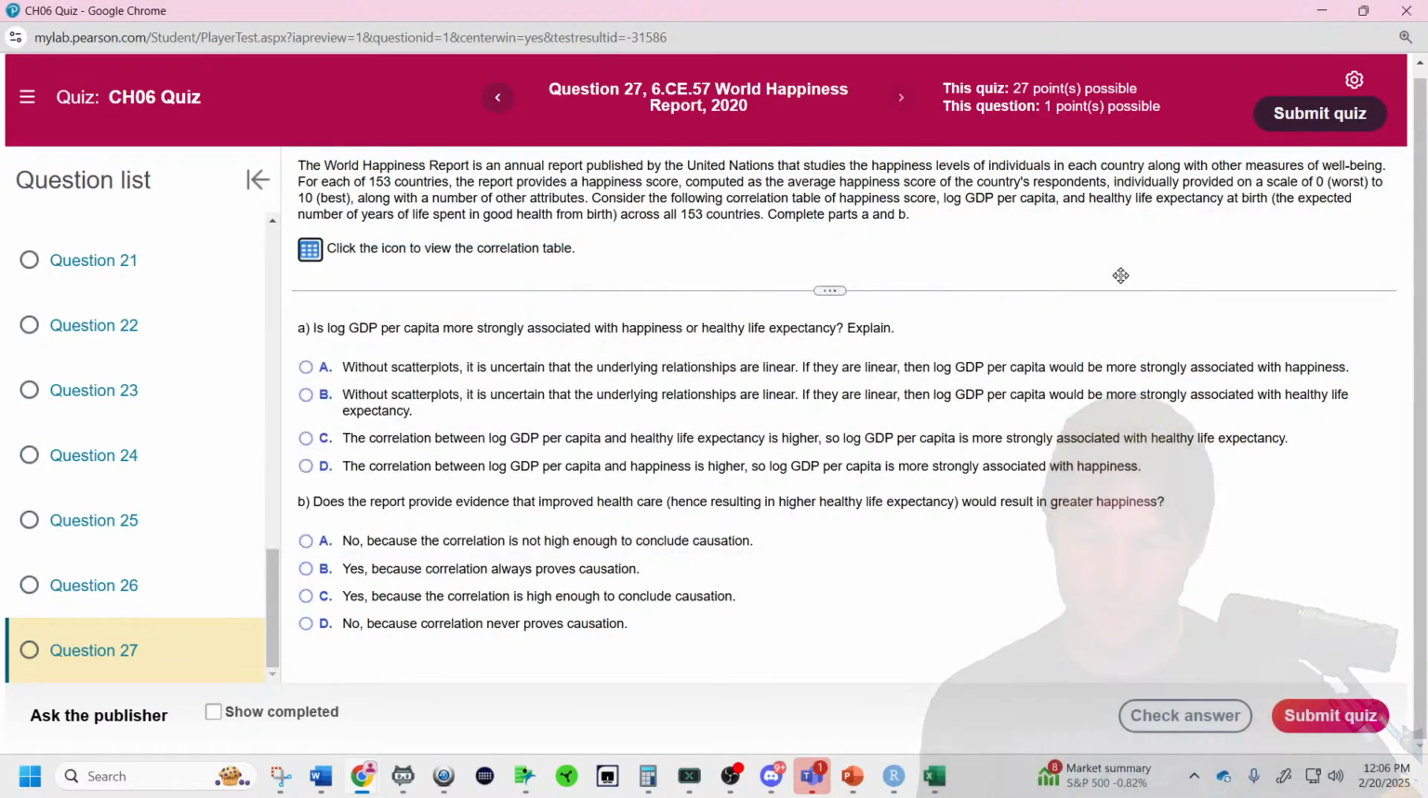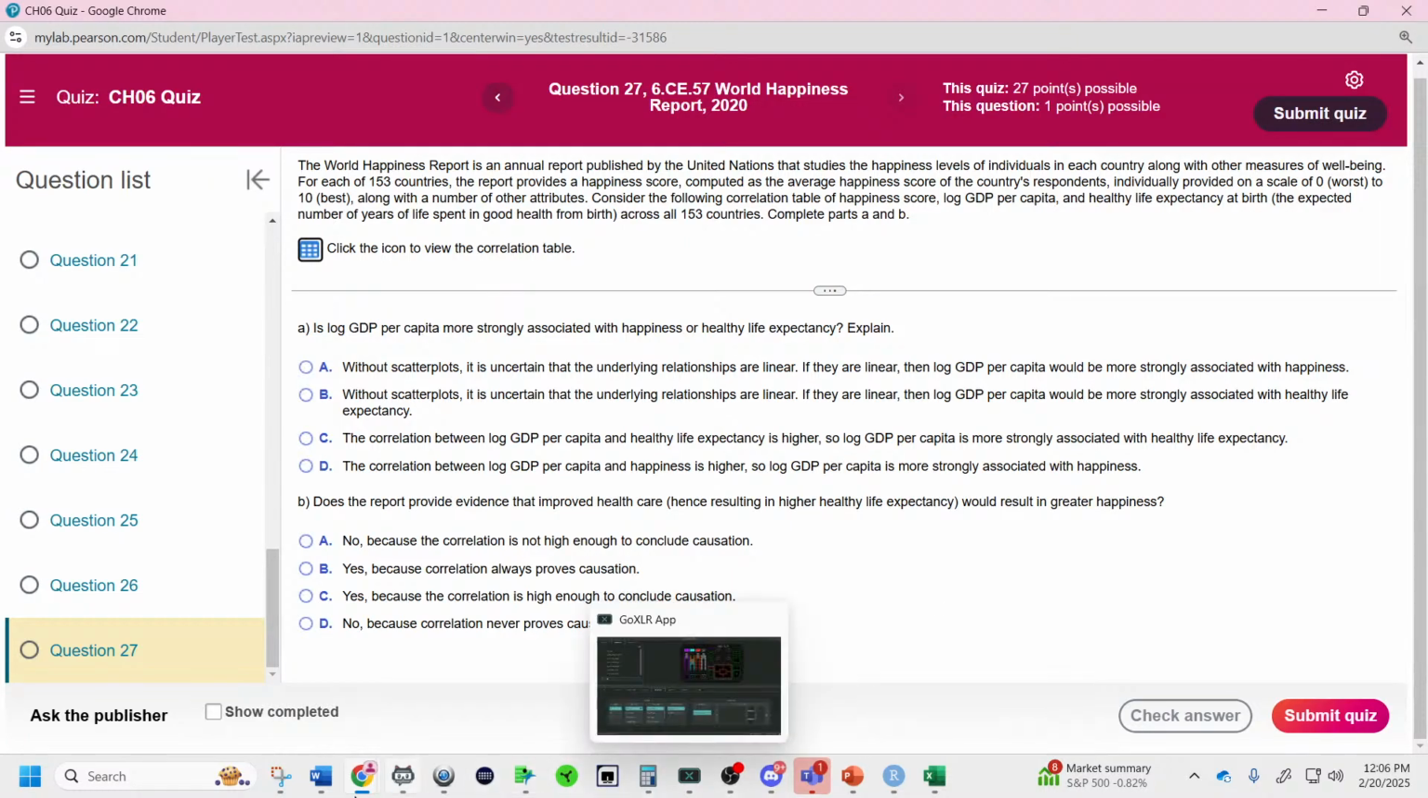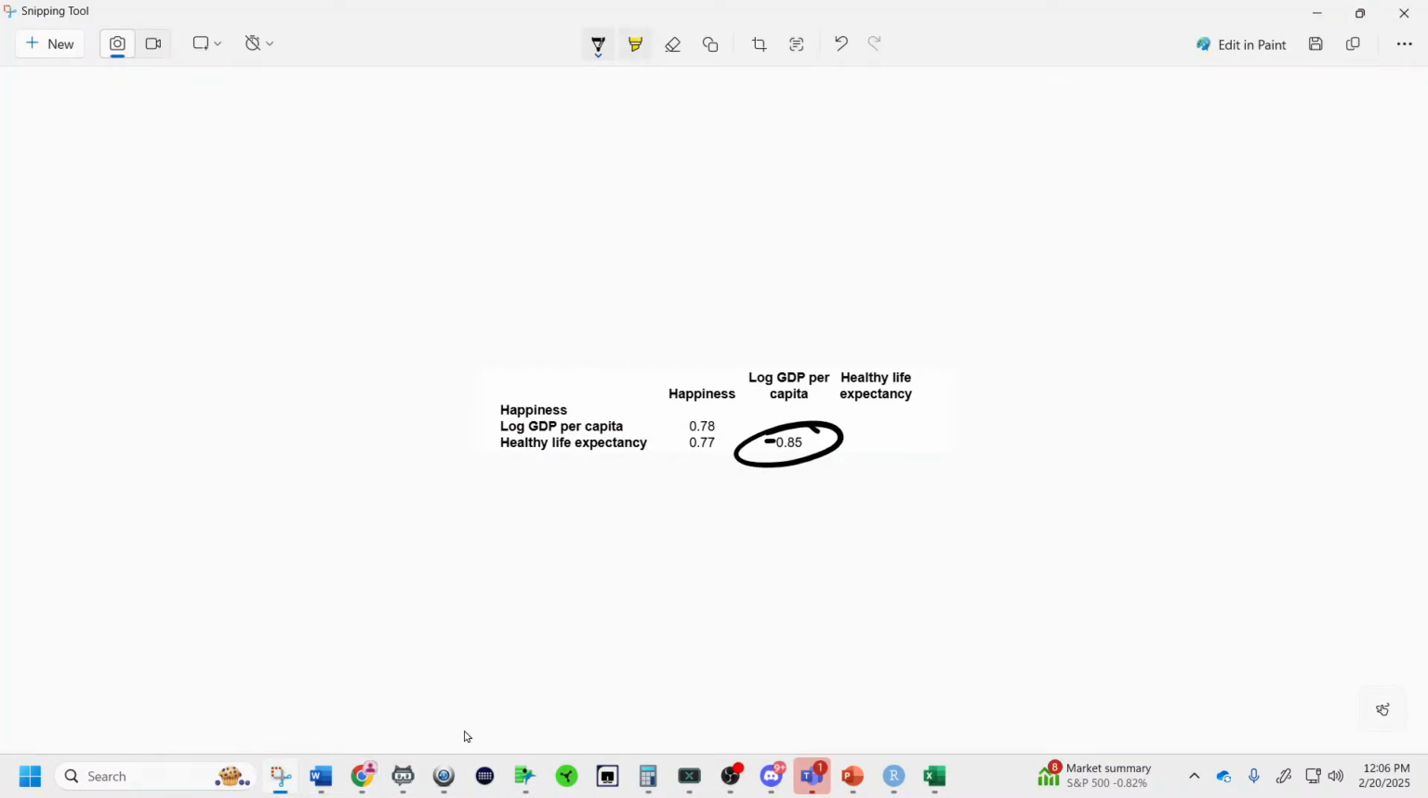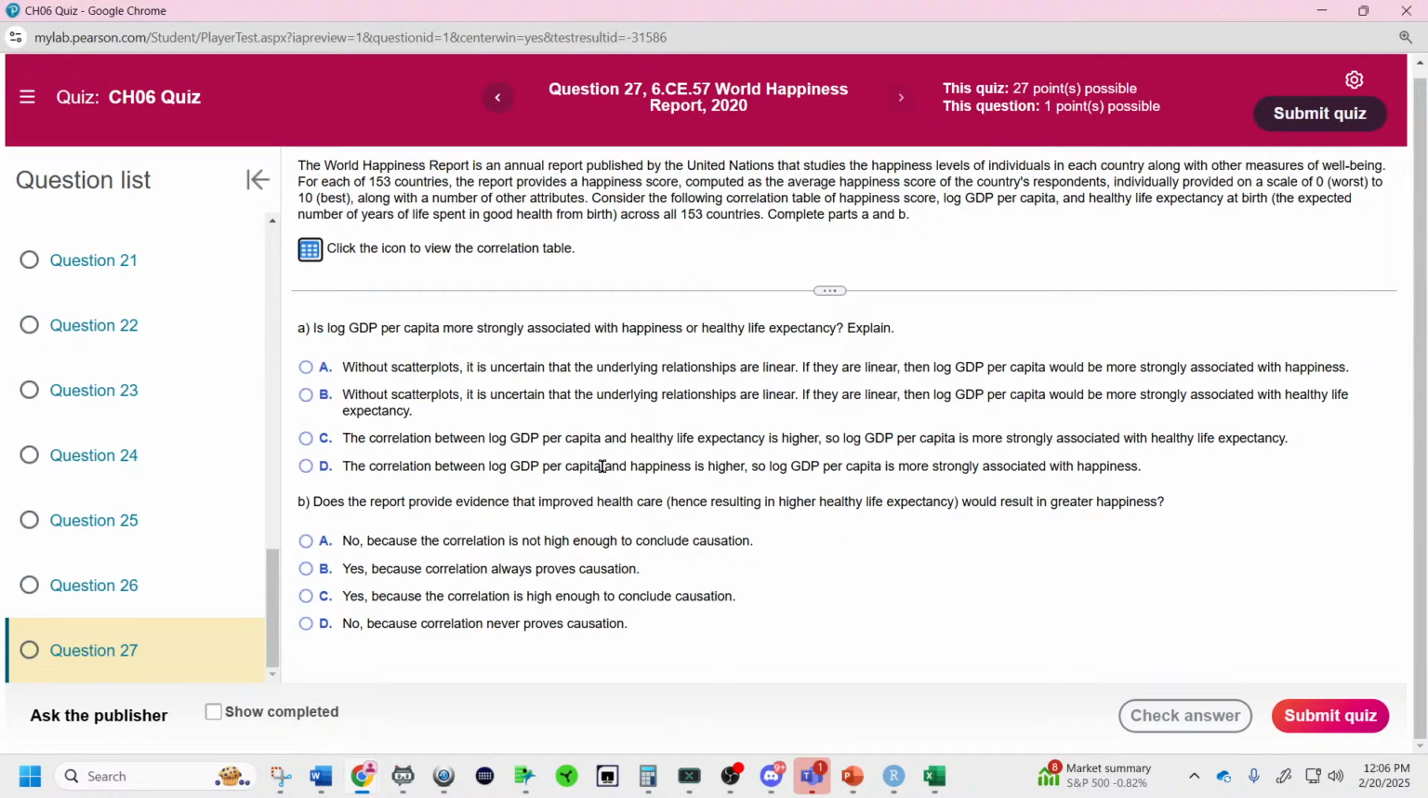Okay, so this question asks, is log GDP more strongly associated with happiness or life expectancy? So we go here to log GDP, and we look at its values with the other ones. Log GDP is right here. The answer is log GDP is more associated with healthy life expectancy, because of this value right here.